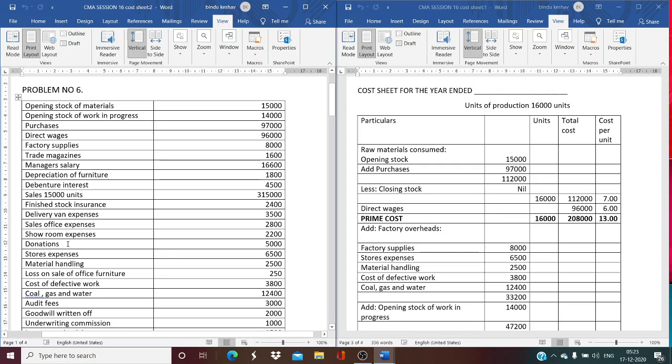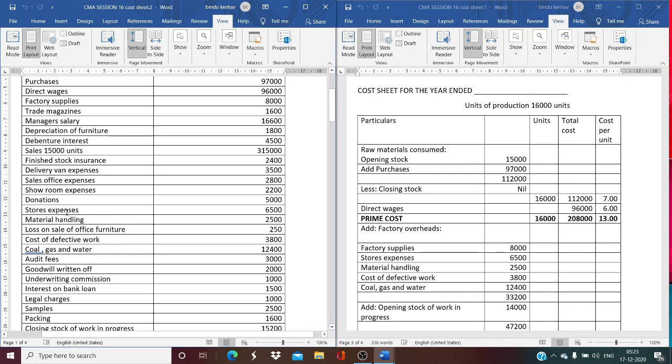Donations. Donations are appropriation of profit, shall not be included in the cost sheet. Stores expenses, materials handling. These relate to the materials which are used in the factory. So these are factory overheads. Loss on sale of office furniture. This loss is a financial charge which is not related to the production. Hence, it will not be included in the cost sheet.